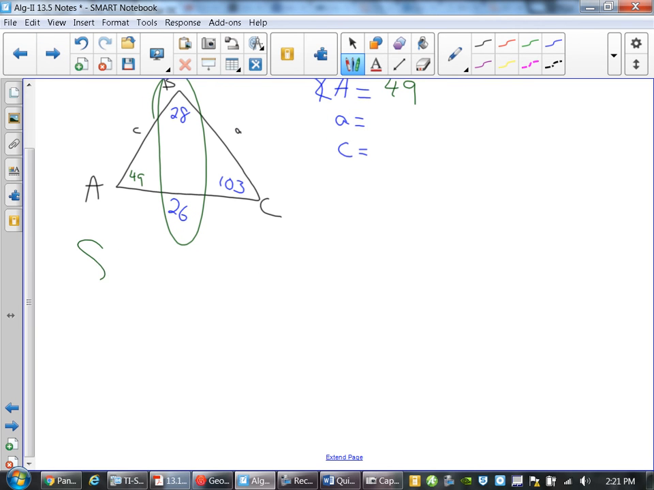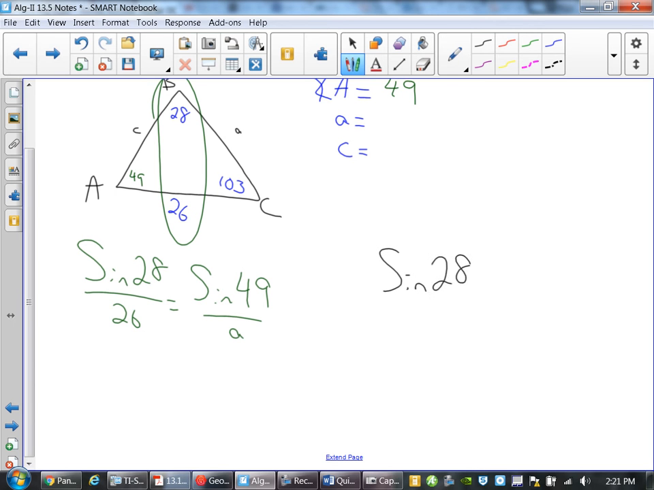So I write it out. Sine 28 is to 26, as sine of 49 is to a. Do it again. Sine of 28 is to 26, as sine of 103 is to little c.